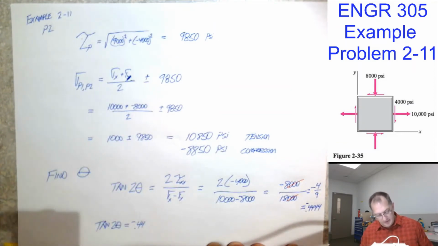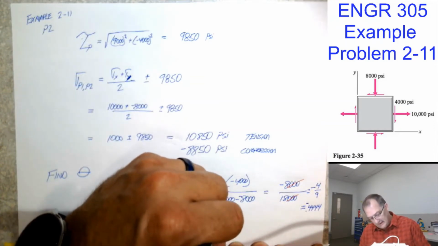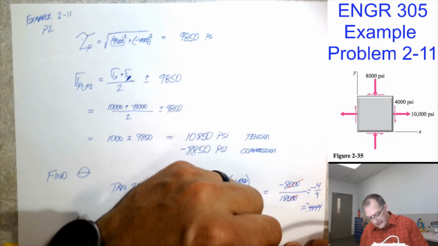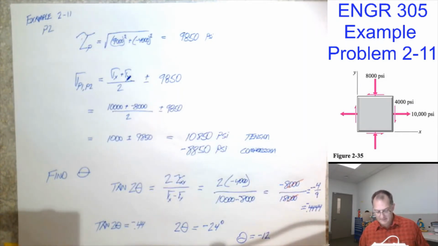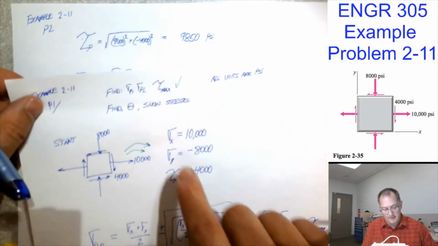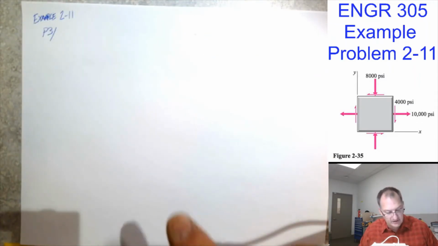And so then if you do the inverse tangent, I'm going to do this in a couple steps, 2 theta is equal to a negative 24 degrees. It's actually 23.9, but negative 24 degrees. Theta is equal to negative 12 degrees. Okay, so let's start looking at that. Is that the next part of my problem? It sure is. Show the stresses. All right, so let's start drawing this out.